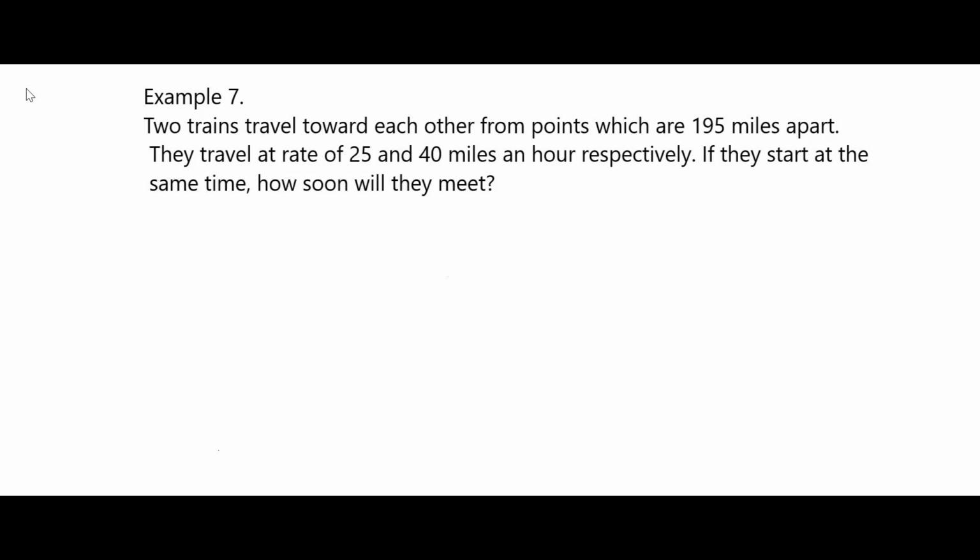Example 7. Two trains travel towards each other from points which are 195 miles apart. They travel at rates of 25 and 40 miles an hour, respectively. If they start at the same time, how soon will they meet? So first, we understand they are covering a distance of 195 miles.